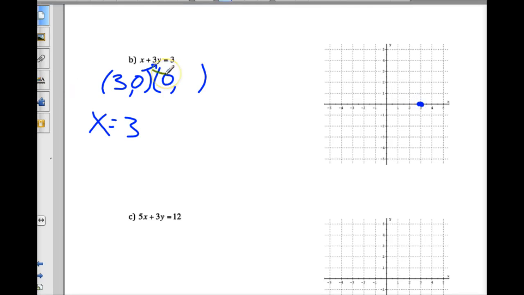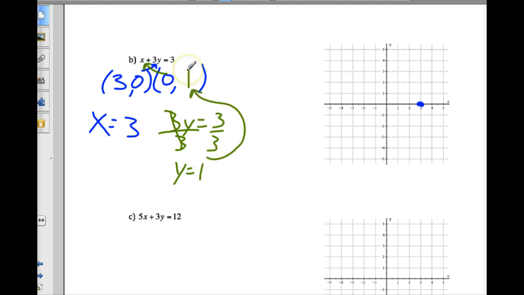Now, start all over. Put 0 in for x. Cover it up. 3y equals 3. This one we do have to solve. Divide both sides by 3. I got y to be 1. Put that in there. 0, 1. Use your straight edge and draw your line. In high school, guys, this is the way you're going to have to graph lines when they're in standard form. That's how your Algebra 1 teacher is going to show you how to do it.